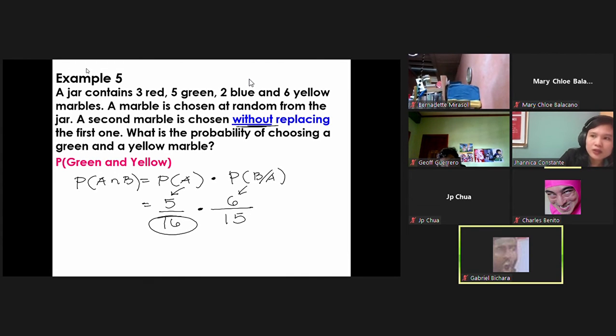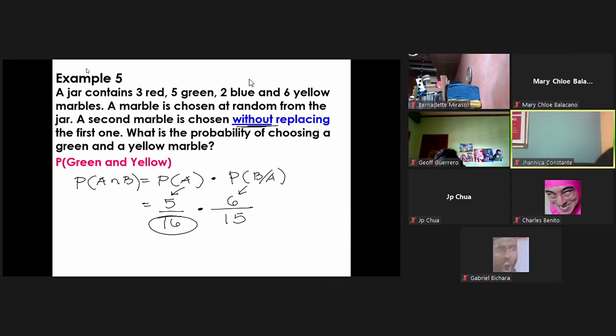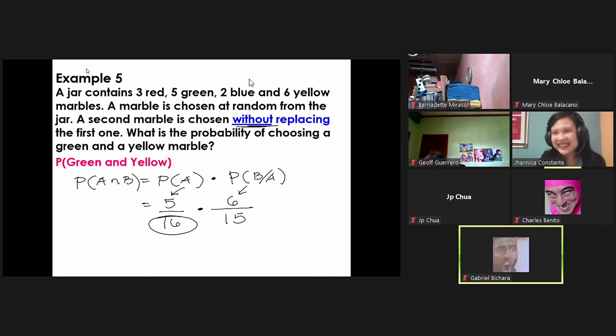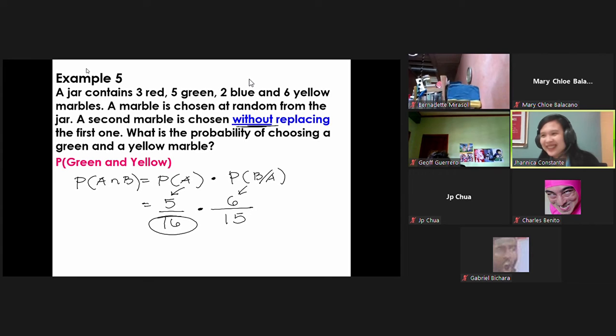So getting the product, for the first event that we have, which is 5 over 16, and the probability of the second event, which is 6 over 15, we have the probability of our dependent event, which is equal to 30 over 16 times 15, which is equal to what?